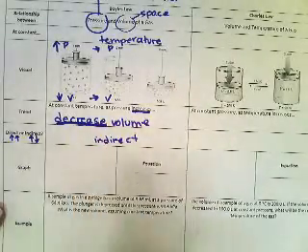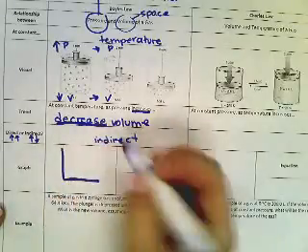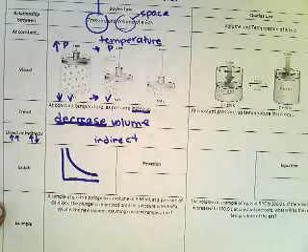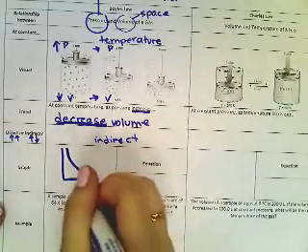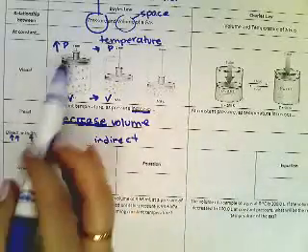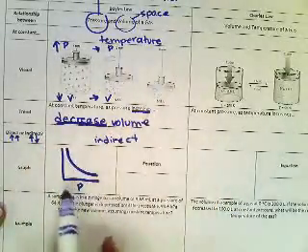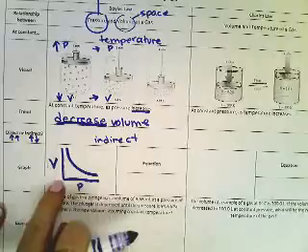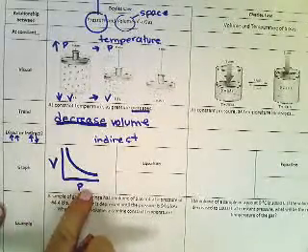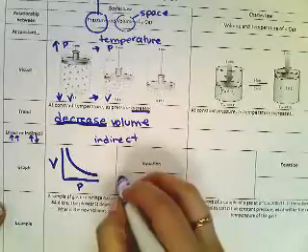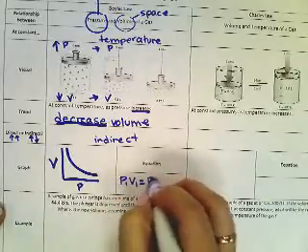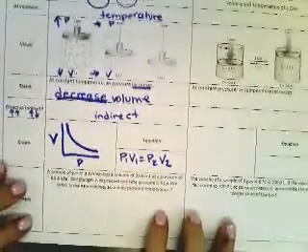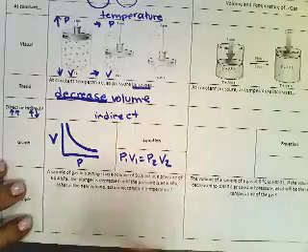When a relationship is indirect, the graph is going to be decreasing. It's going to have pressure on the x-axis, because remember, we changed pressure. The volume changed on the y-axis due to pressure. The equation for this will be P1V1 equals P2V2.